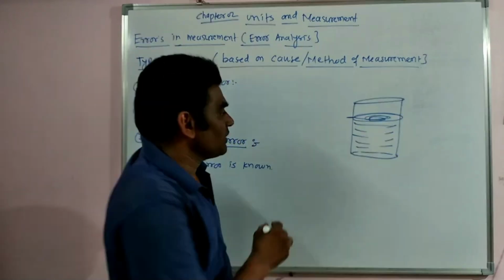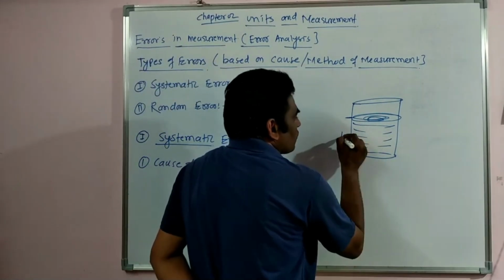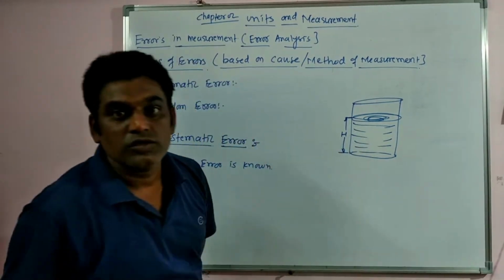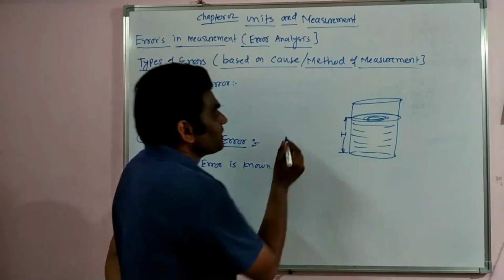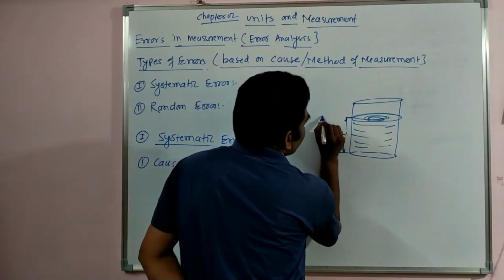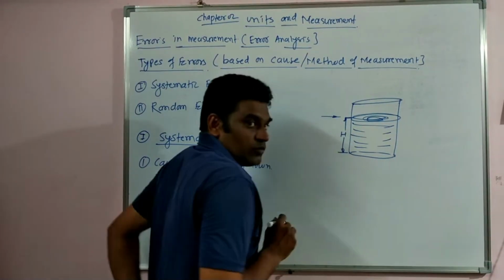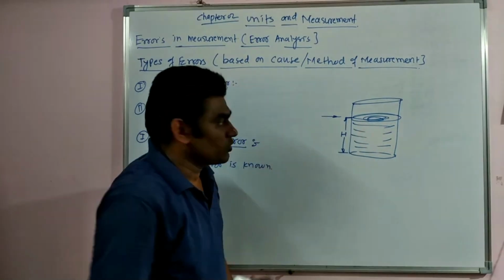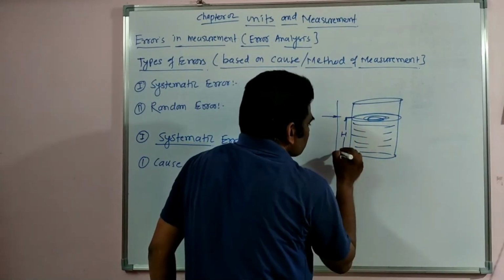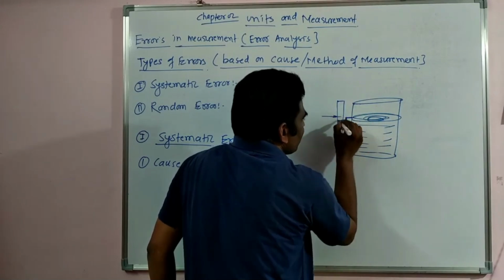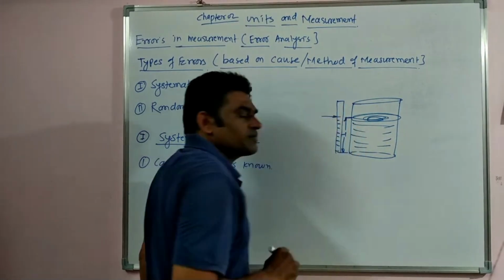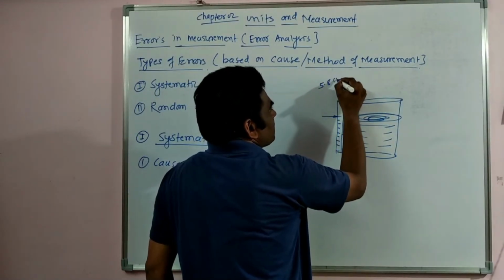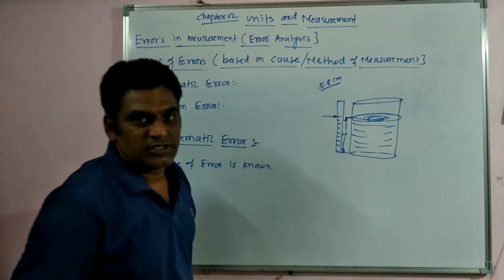So I want to measure the height of this water column here. So what is the method? The method is we have to look in this direction. We have to set like this, and in this direction we have to observe. And here one scale is kept. Here calibration is there, 1, 2, 3, 4. Suppose this reading is 5.8 centimeter.